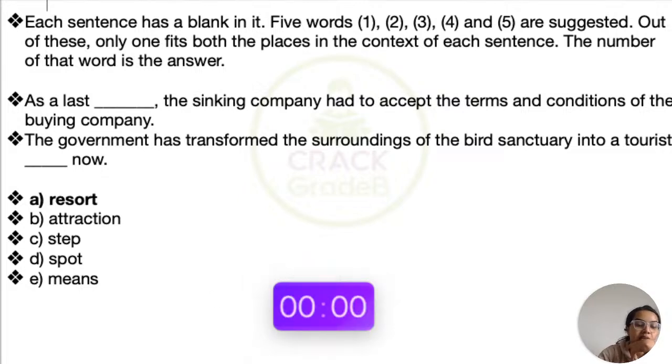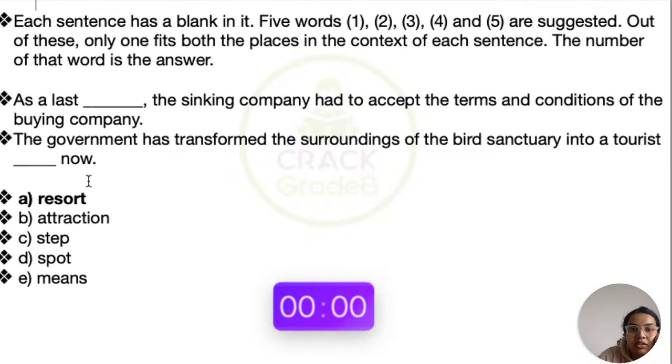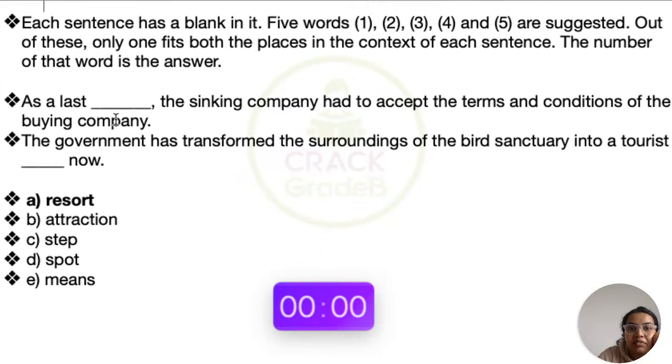Answer here is A. As a last resort, last way, the sinking company had to accept terms and conditions. The government has transformed the surroundings of the bird sanctuary into a tourist resort. So the second one is the resort where we stay, the place to stay, where people go for staycations and all, right? And in the first one, it is again used as a noun, but the second meaning of it is used, which means the last step to do something, the last way, the final path for something.